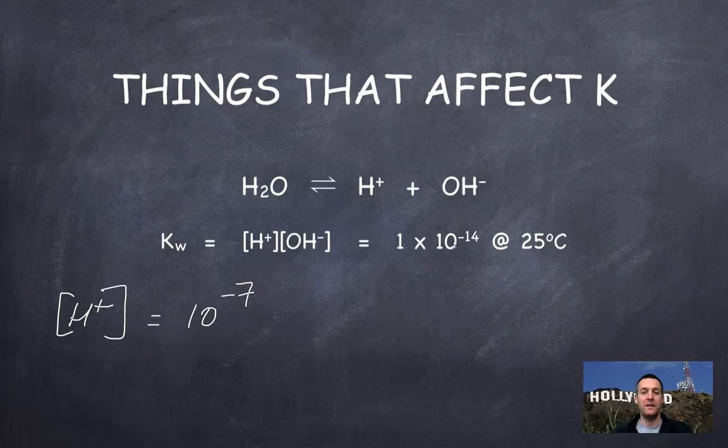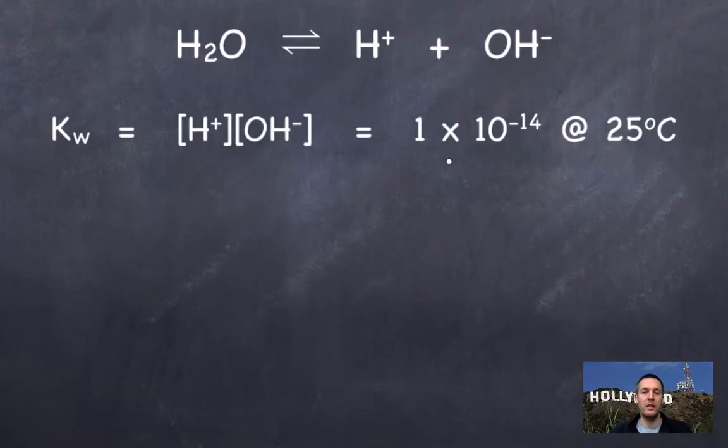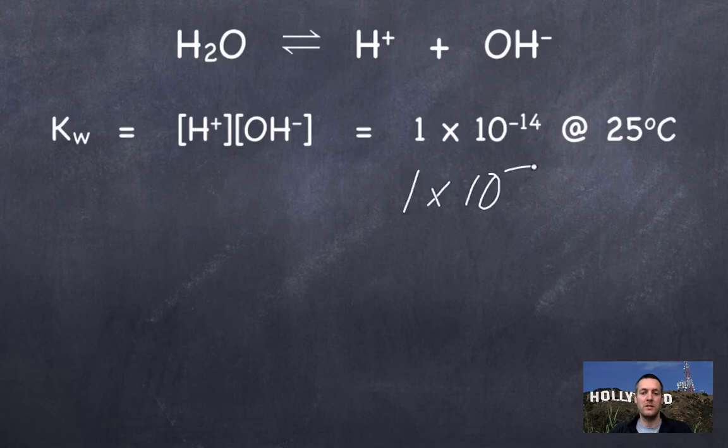However, if the value of Kw is different at some other temperature, then in a neutral solution, the concentration of H+ will no longer be 10 to the minus 7 because these two are the same as each other. So let's just say, for the sake of an example, that I changed this temperature and Kw ended up being 1 times 10 to the minus 13. In a neutral solution, these two things have to be the same, and so the concentration of H+ would be 1 times 10 to the minus 6.5.